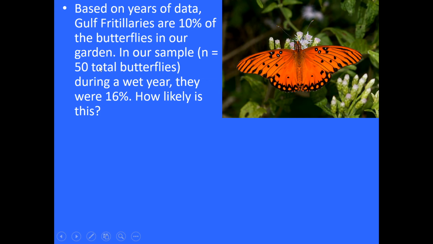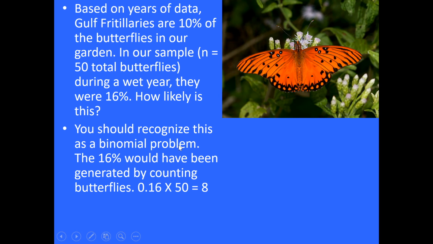This is kind of similar to what we've been doing. We have a sample of 50, we have a parameter, and we have a sample statistic. We're asking how likely is this sample statistic given this parameter and this sample size. I hope you're thinking, well, that looks like a sampling distribution question. It's very similar to the ones we've seen before. But it's not. It is a binomial problem. So this is one of those situations where you've got to be careful what you're doing.